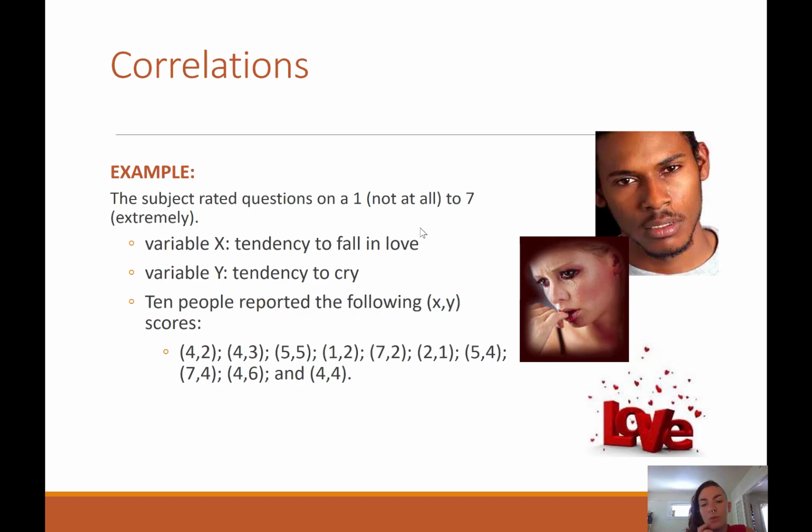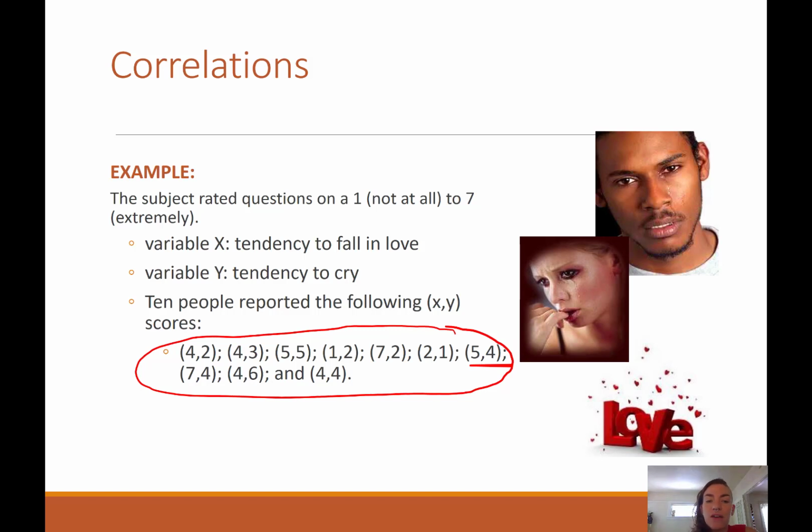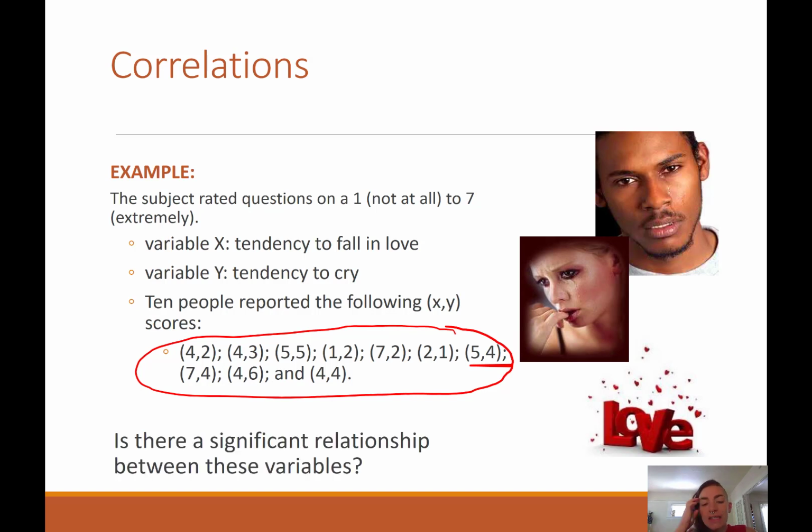So each individual has 2 scores. They have an X score and a Y score. The X score represents the tendency of falling in love, and their Y score represents the tendency to cry. So you can see that we end up with 10 pairs of scores, and those are all listed down here. And remember, the format of those pairs is X, Y. So the first individual has a 4 on the tendency to fall in love scale and a 2 on the tendency to cry scale. And the question is, is there a relationship at all, and then is it significant between these 2 variables?